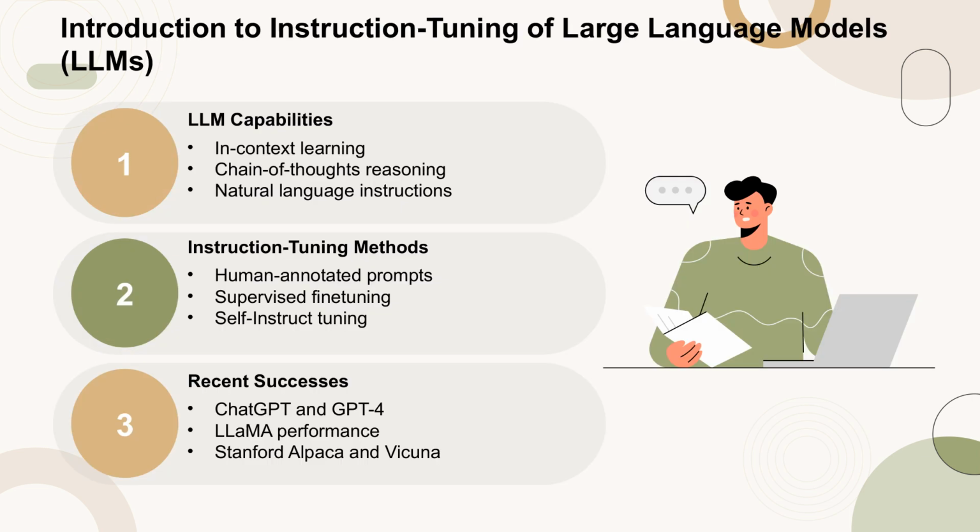Large language models, LLMs, exhibit remarkable capabilities such as in-context learning and chain-of-thought reasoning. To enhance their ability to follow natural language instructions, researchers have employed various instruction tuning methods, including human-annotated prompts and self-instruct tuning. Recent successes like ChatGPT and GPT-4 have demonstrated the potential of instruction tuning to improve open-source LLMs like LLaMA. For instance, Stanford Alpaca and Vicuna have utilized large datasets to enhance their instruction-following abilities.